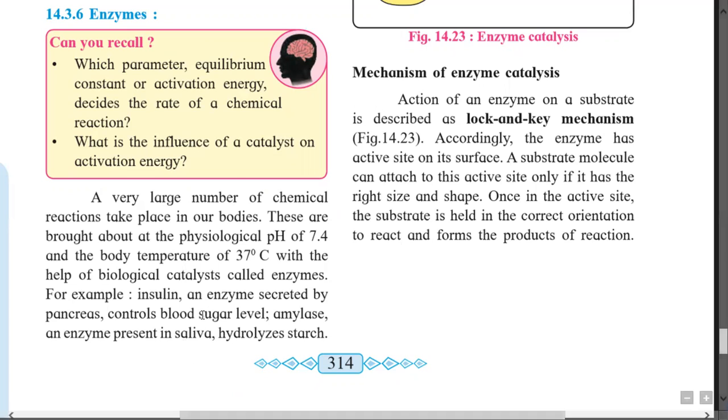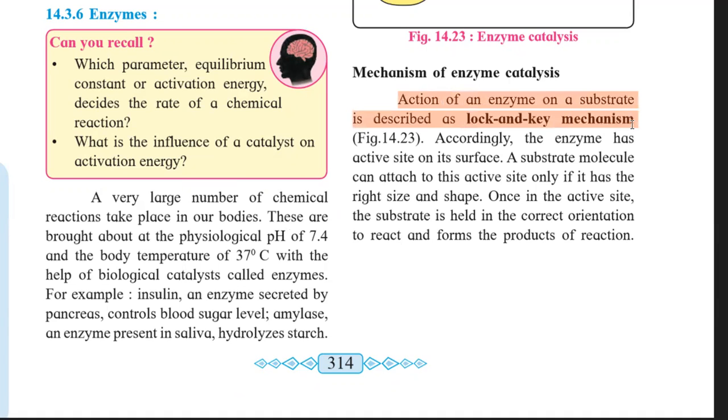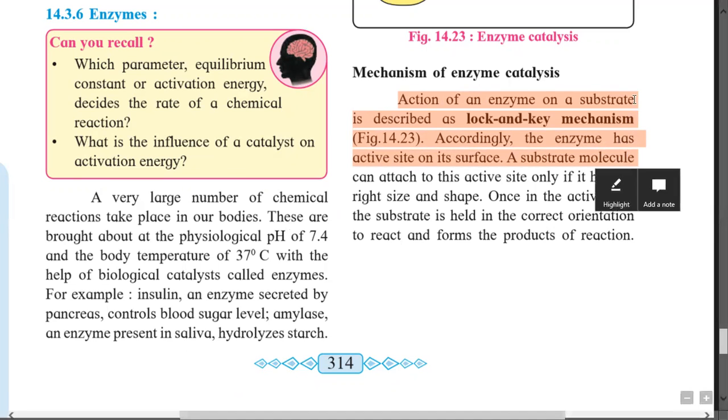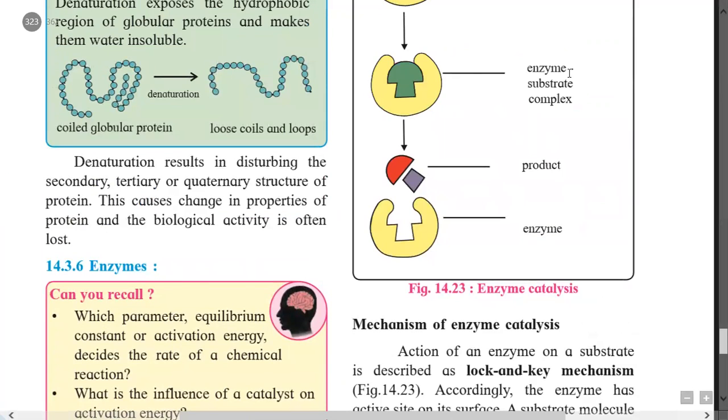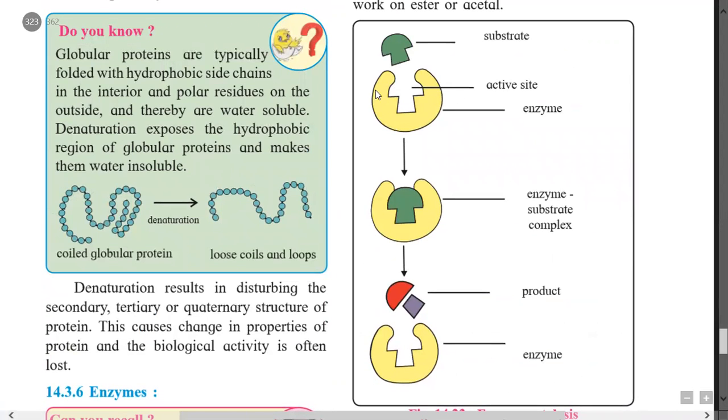So the action of an enzyme on a substrate is described as the lock and key mechanism. Accordingly, the enzyme has an active site on its surface. This we had studied last time. So see this structure of the enzyme. This yellow colored part is the space where the key can be put, like a key and lock type of arrangement. This site is called the active site.